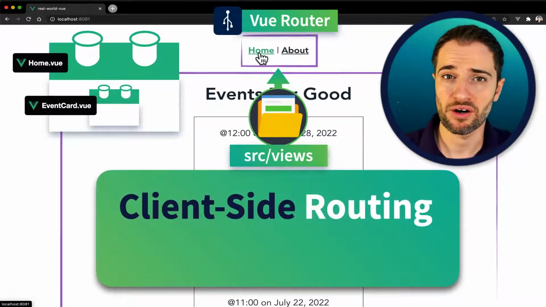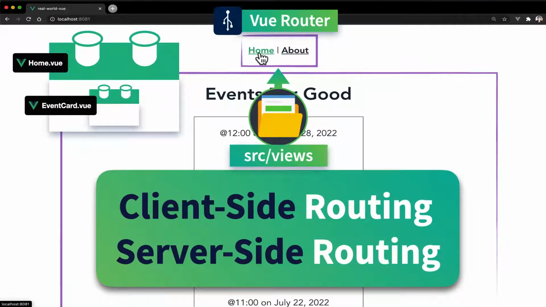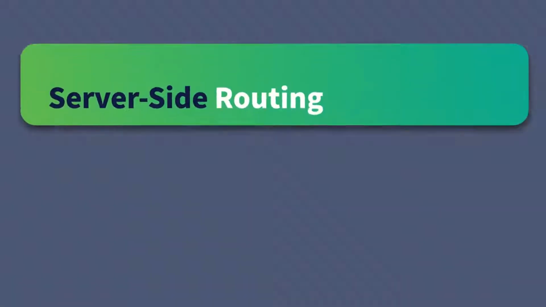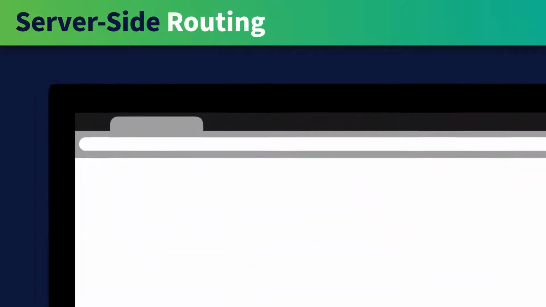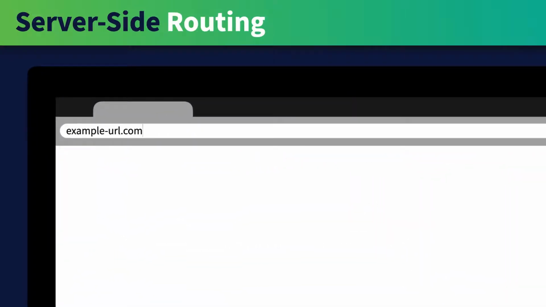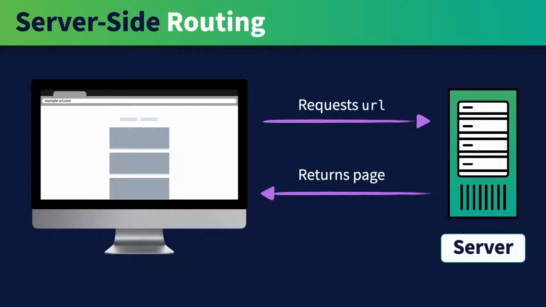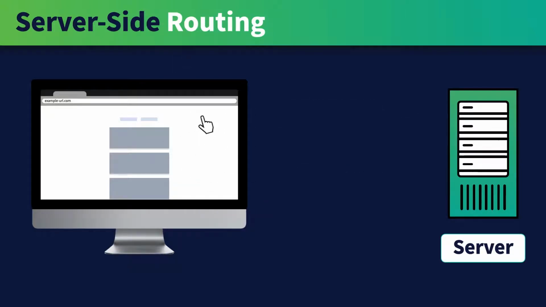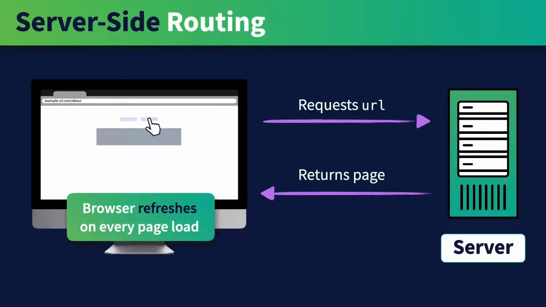Now this differs from the older and more traditional kind of routing called server-side routing. So before we dive deeper into client-side routing, let's get a foundational understanding of server-side routing to see how client-side differs from it. With a traditional server-side routed app, a user types in a URL, the browser requests the URL from the server, and the server returns the page. If the user were to click on a link on that page, the browser would request that URL and return the new page, refreshing on every page load.